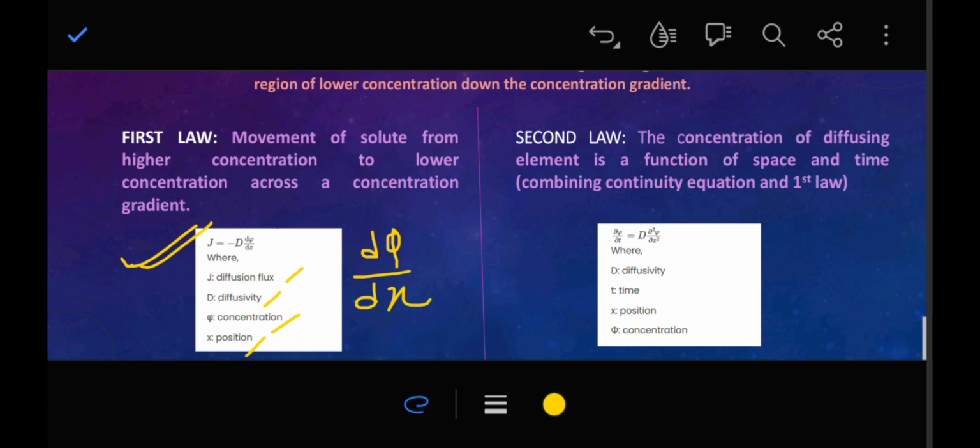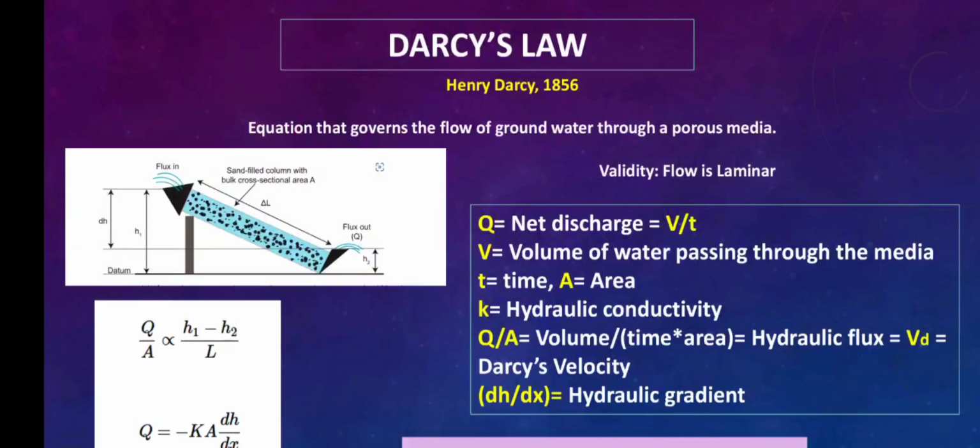Now coming to the second law, it states that the concentration of the diffusing element is a function of both space and time. And we can get this second law by combining the continuity equation and the first law. The mathematical formula is as follows: ∂φ/∂t is equal to capital D ∂²φ/∂x², where D is the diffusivity, t is the time, x is the position, and φ is the concentration.